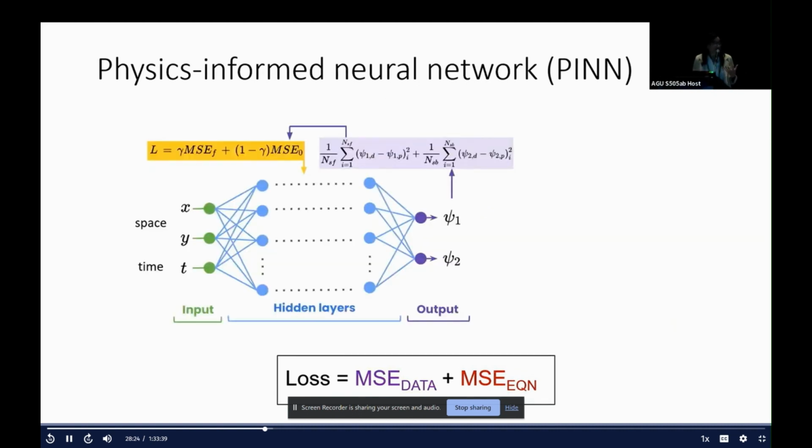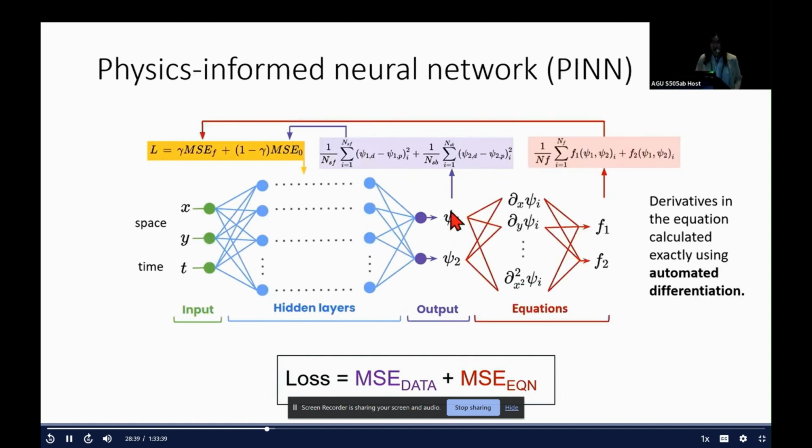So how do we calculate the equation loss exactly? Here, we are interested in some parameters as a function of space and time. So we use a neural network to approximate parameters of interest as a function of space and time. And when we calculate the equation loss, we substitute the neural network prediction into the equations and calculate the derivatives in the equations using automatic differentiation. So when the equation loss is 0, the neural network predictions satisfy the equations exactly.